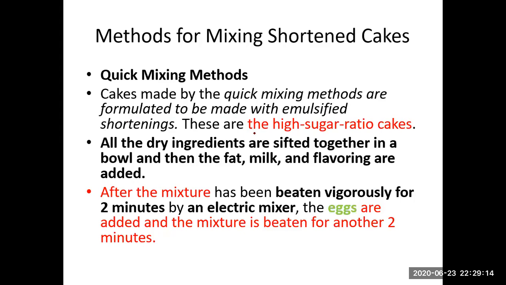In the case of the quick mixing method, it's also called high sugar ratio cakes. The sugar percentage is higher than in the conventional method. Here all the dry ingredients are sifted together in a bowl, and then the fat, milk, and flavoring are added. All the ingredients are then mixed vigorously with an electric beater or mixer for 2 minutes. And here egg is not added first. Egg is added in the next step.